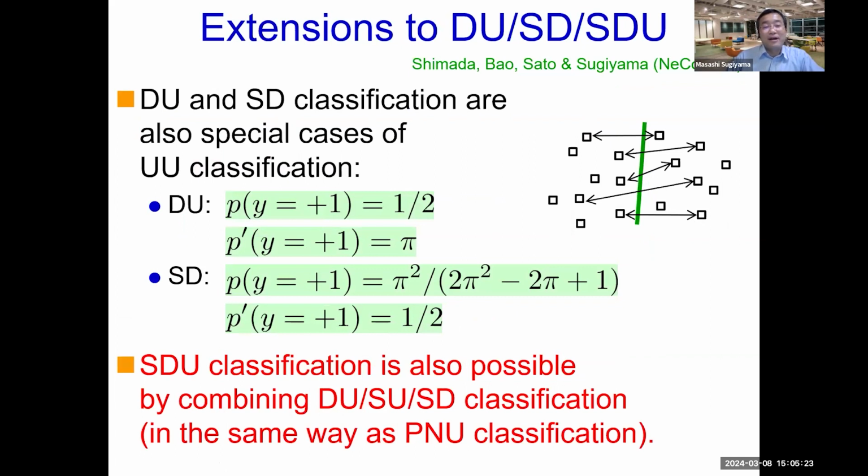The same thing also happens for DU classification and ST classification. We can set P and P prime in this way, and then we can solve the problem with the UU classification method. It's a fairly general classification method. And by linearly combining the criteria for DU, SU, and ST, we can also solve STU classification. So that's the trick here.